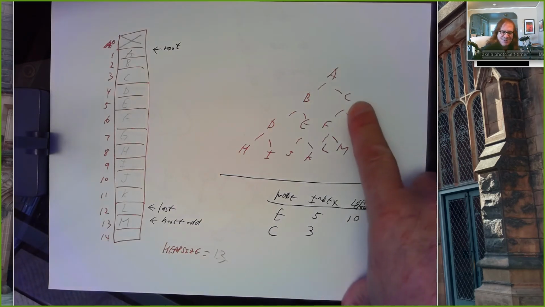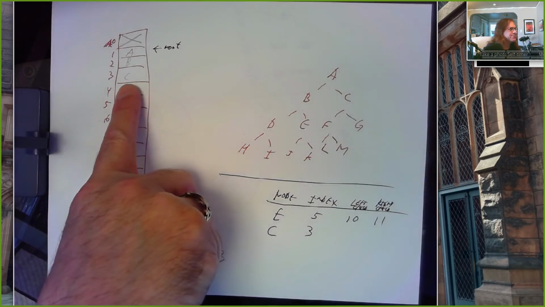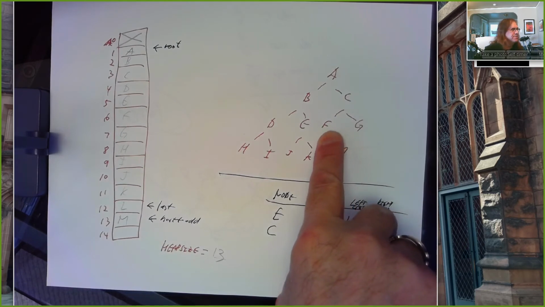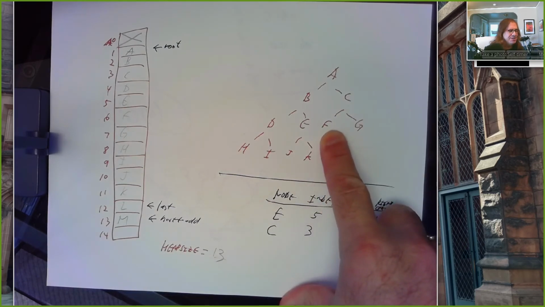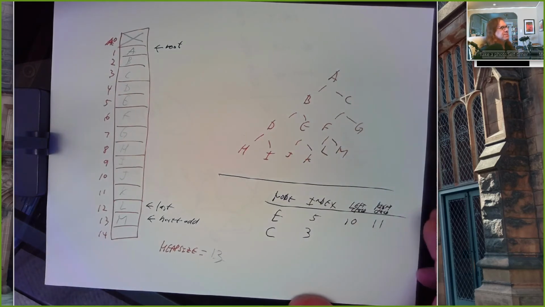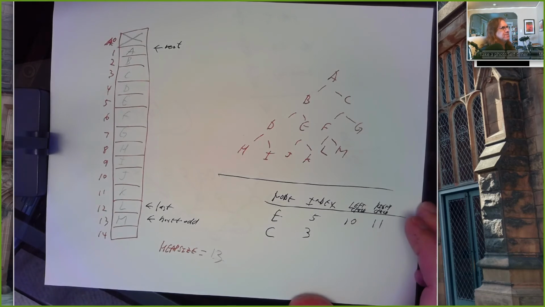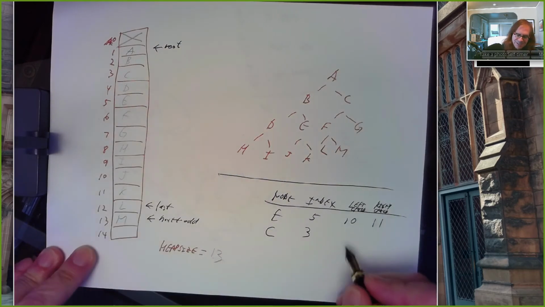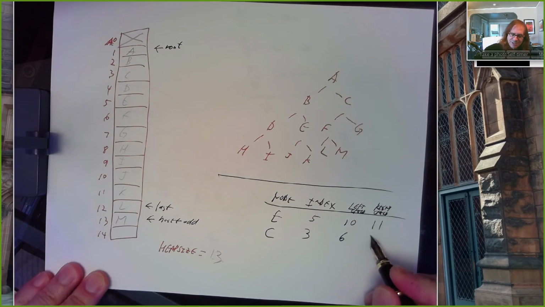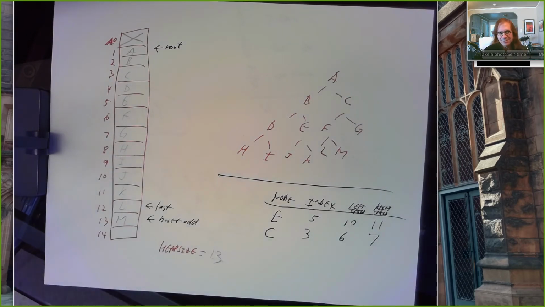All right, here's node C. C is stored at index 3 in our array. Its left child is F. Where is F stored in the array? What index? Awesome. F's index is 6. And what about C's right child? That's its index 7. Its right child is G, and G is at index 7.